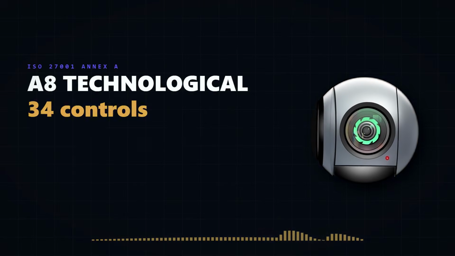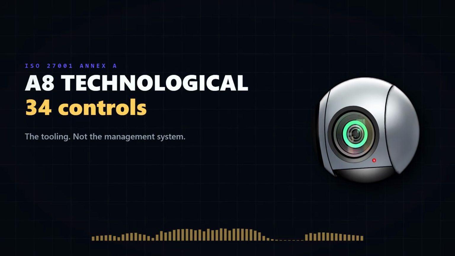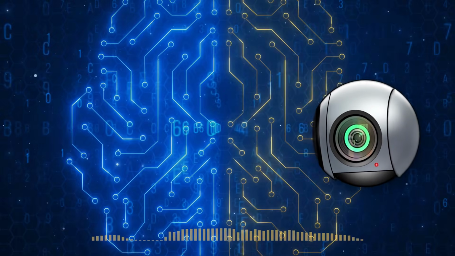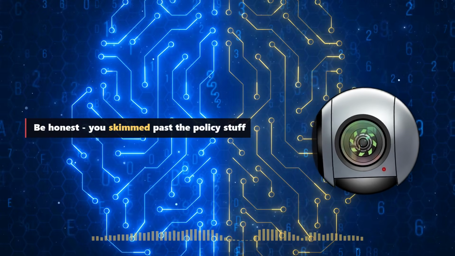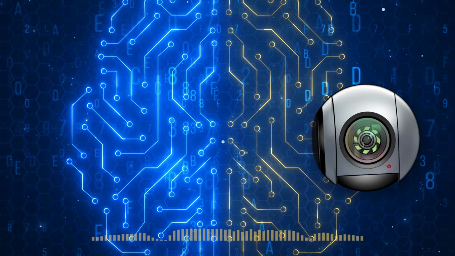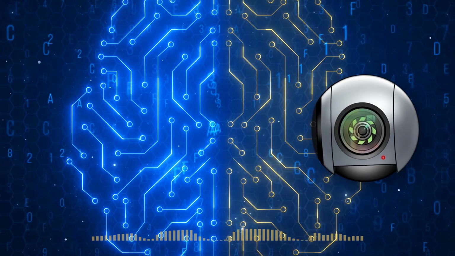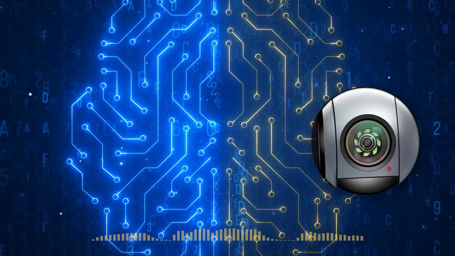Right? Annex A.8 Technological Controls. If you're an engineer, this is the bit you actually care about. Be honest, you skimmed past the policy stuff. You rolled your eyes at the people controls, and you scrolled down here going, finally, firewalls, crypto, logging, actual security.